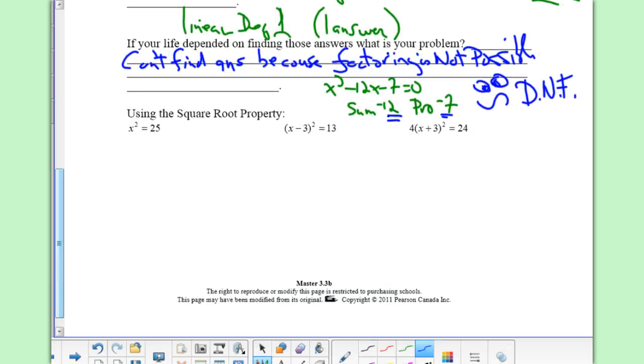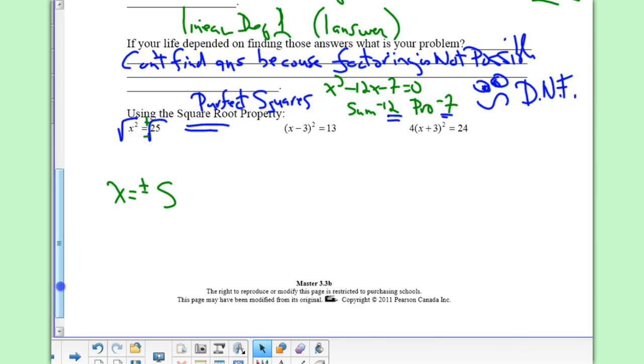And the square root property can be used when you have perfect, and I know I'm spelling it wrong, but just because, you need perfect squares. So these are perfect squares here. If x squared is 25, don't forget that it's not going to simply be 5. I take the square root of both sides, and I get answers of x equals plus or minus 5. When I take the square root, I take both the positive and negative square root.